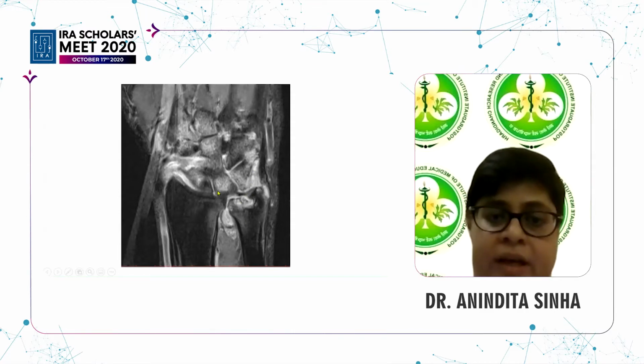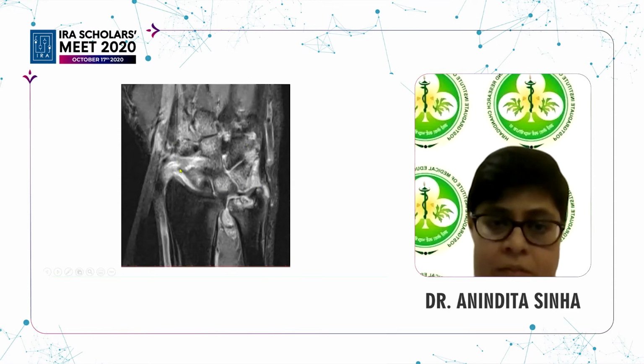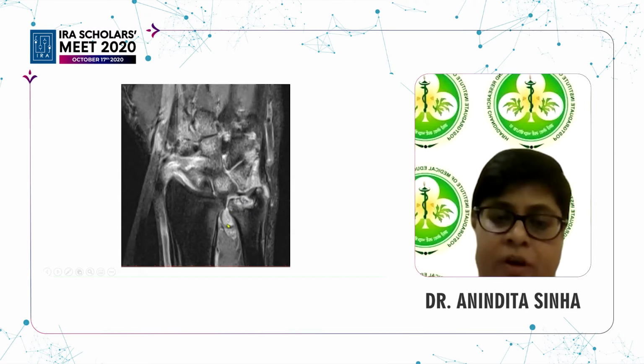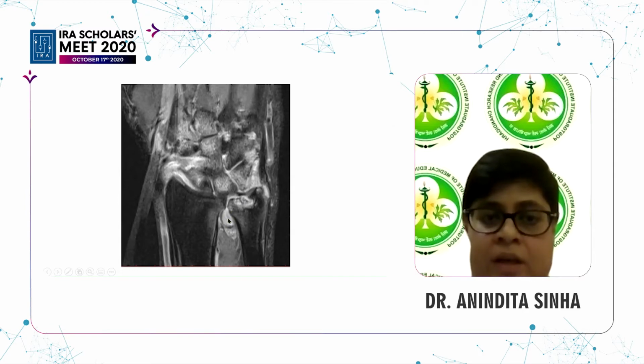This is another florid case, which is easier to diagnose. So you see that there is bone marrow edema with a lot of osteitis and erosion, which is indenting into the ulna. The distal radioulnar joint is another common area for having effusion as well as synovitis on MRI.